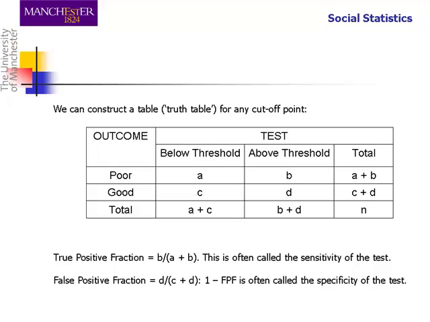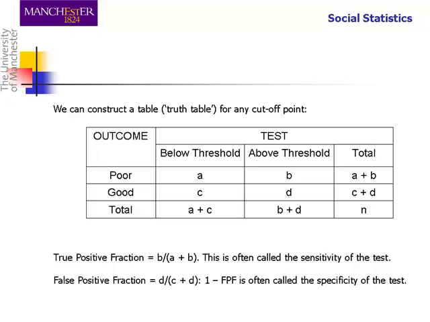If we go down, those who have a good outcome and are below the threshold, that's what we want. So we want A to be small and C to be large. And similarly here, B, that's a good thing. They have a poor outcome and they score above the threshold. But D, those with a good outcome above the threshold, again, are mistakes. So we need a way of summarizing that information.